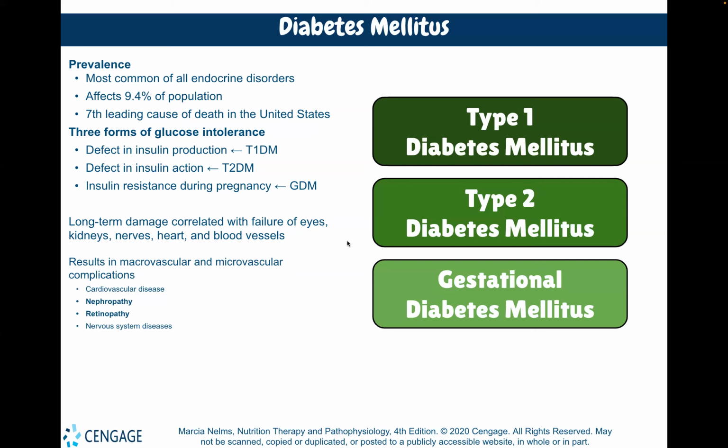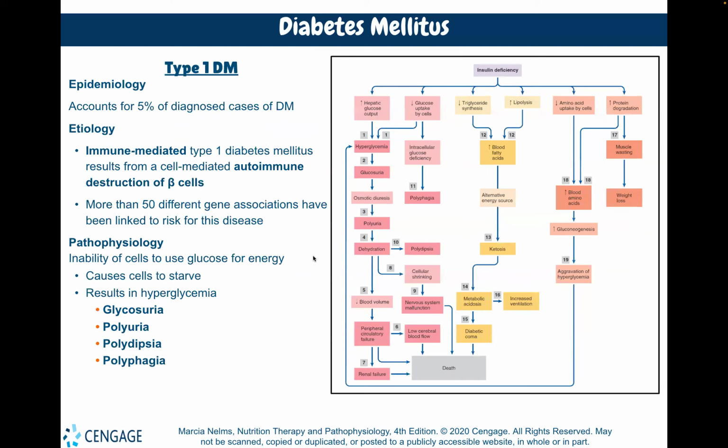And if you think about it, it's any of those organs that are going to have that microvasculature. So our eyes, our kidneys, the nerves, the heart, and blood vessels. All of those can be damaged when we have too viscous of blood because it's too sugary. Think about honey. Honey is very thick. The more sugar that is in the blood consistently, the thicker the blood is, and that can cause damage to the vessels. So here's some more information about type 1 diabetes.